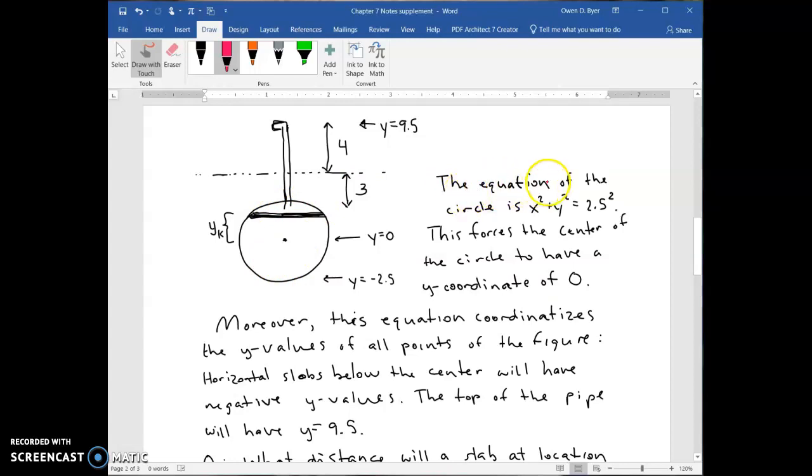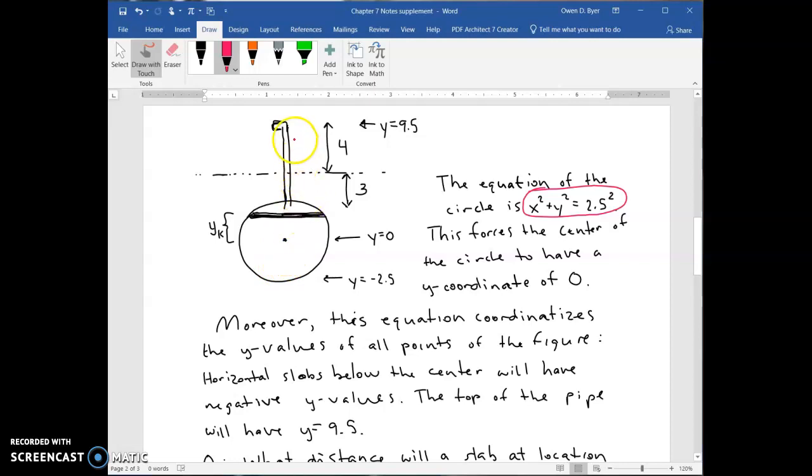But the reason we need it to be at the center the way we have it set up here is because we've used this equation x squared plus y squared equals 2.5 squared. That equation implicitly states that the origin is at the center of the circle. So y equals 0 is, so to speak, the height, but it also relates to that equation. And that forces the center to be here with a y coordinate of 0, and it tells us what the y values are for every single point in this figure.